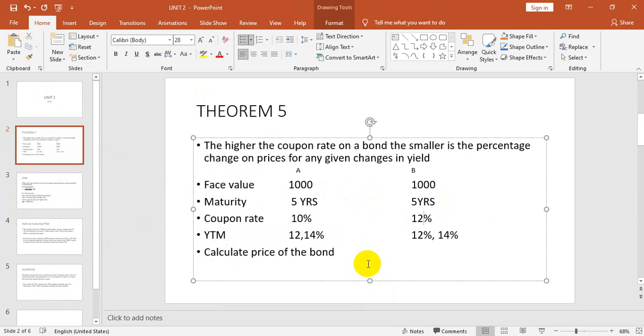The higher the coupon rate on a bond, the smaller is the percentage change in the price for a given change in yield. So over here the coupon rate has been increasing, so how it is affected, that is what we need to calculate. So let's start doing this problem. I have already given you the formulas. The A3 and A4 tables need to be referred, I said.